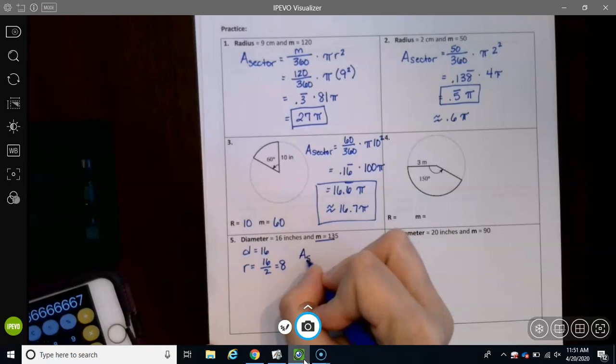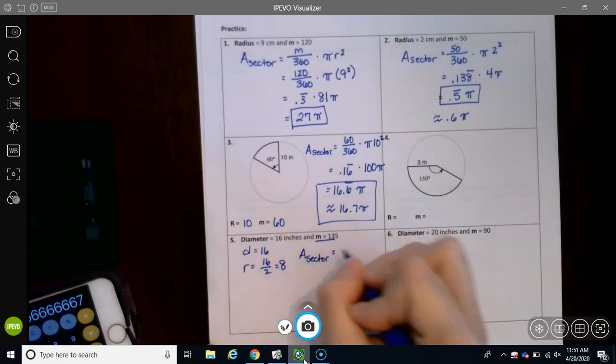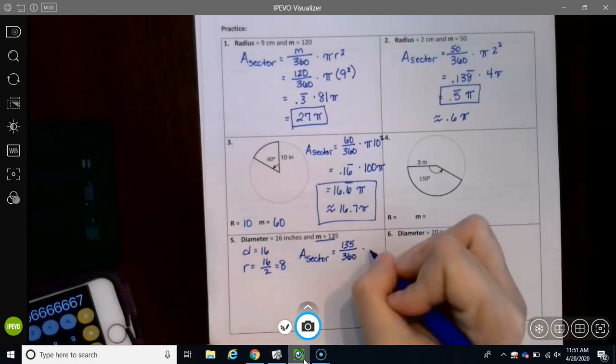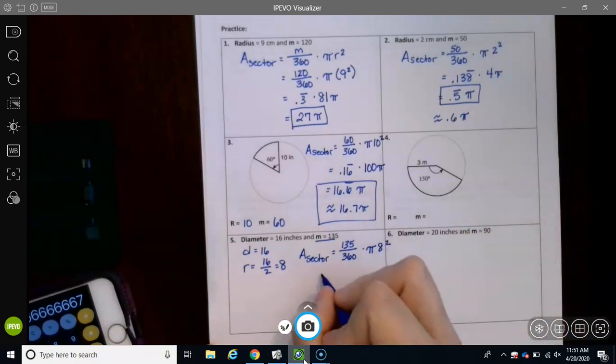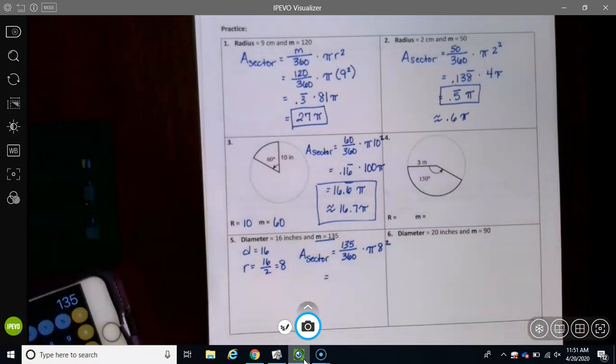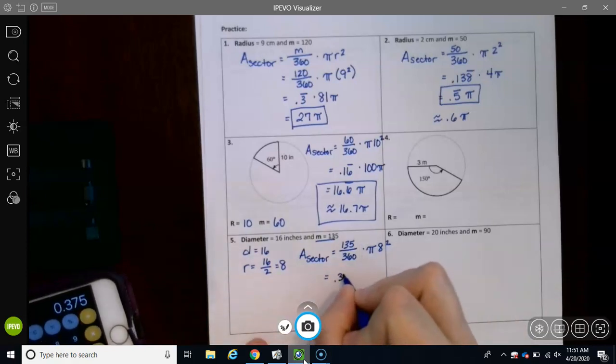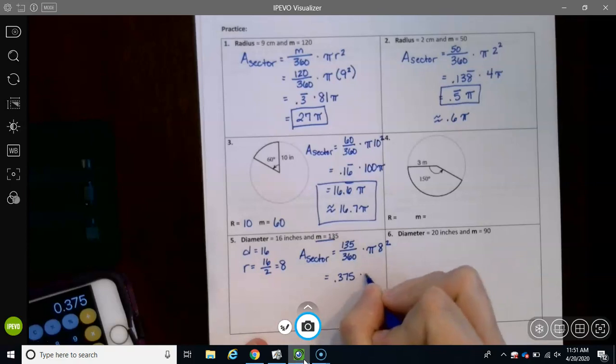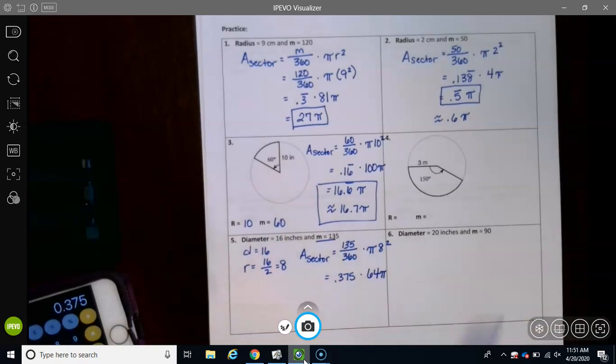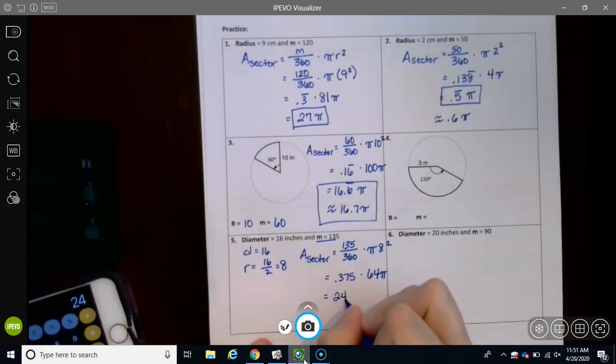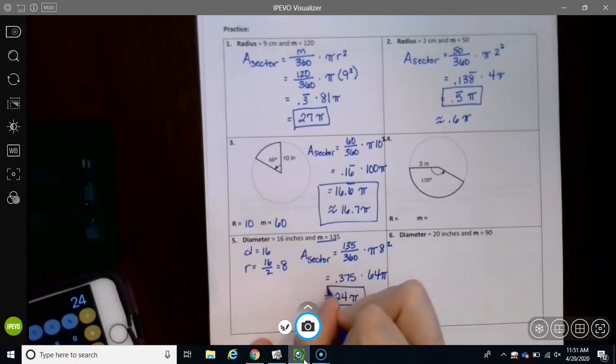So area of the sector equals 135 over the 360 times pi r squared, so pi 8 squared. So 135 divided by 360 gives me 0.375. Take that times 64, because 8 squared gives me 64. And I get 24 pi as my final answer on that one.